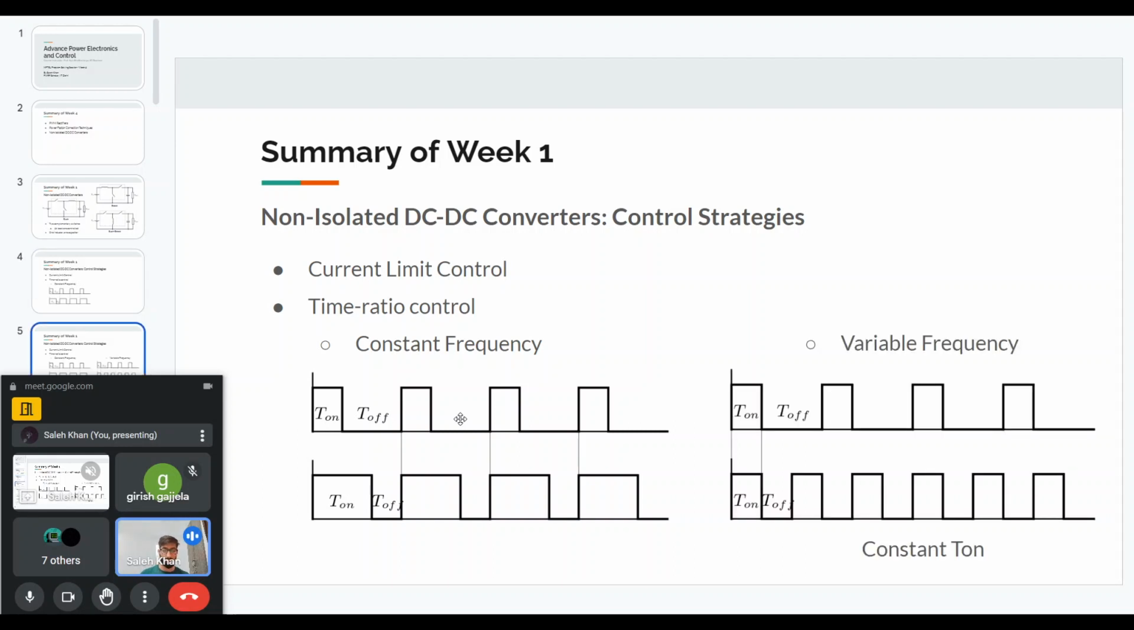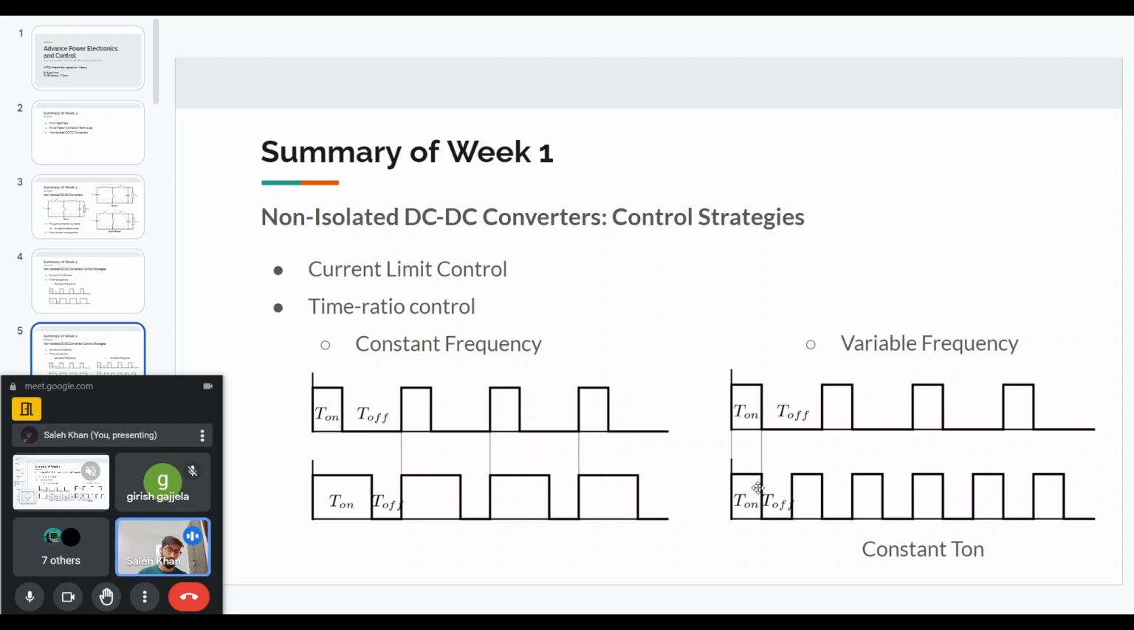So for example, in this case, I have shown T on, the time that the switch is on, I have kept constant. But now if I want to increase the duty ratio, and the condition is that I want to keep T on as constant, the way I can do it is by decreasing T off. And when I decrease T off while keeping T on constant, I am changing the switching frequency. I'm increasing the switching frequency.